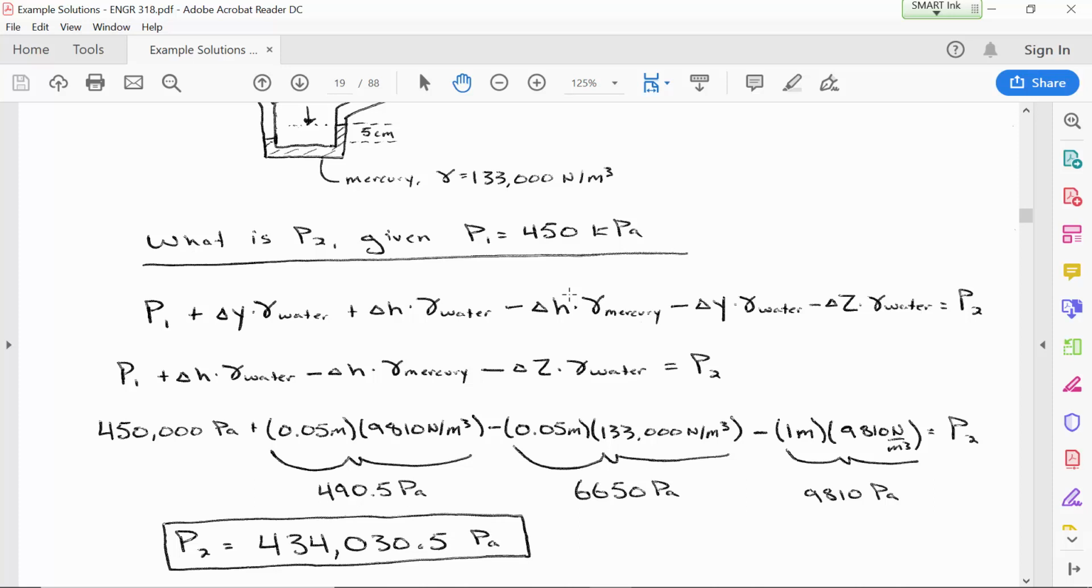So the pressure at 2 is going to be 434,000 pascals. So it's lower for 2 reasons. It's lower because of the elevation difference, and it's lower because of pipe friction, so energy losses. But how much is from one versus from the other?